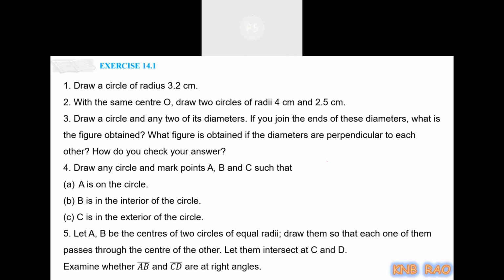Very good. Draw a circle. Then make any point on the circle, A, like this. Interior B can be any place in the circle, only this much. And C is in the exterior. A is on the circumference. Yes, perfect. Good.